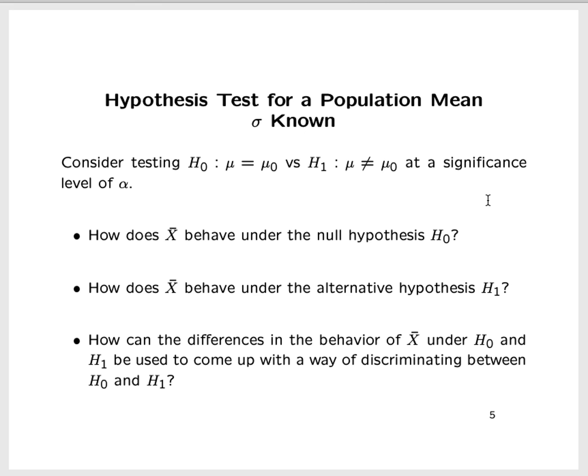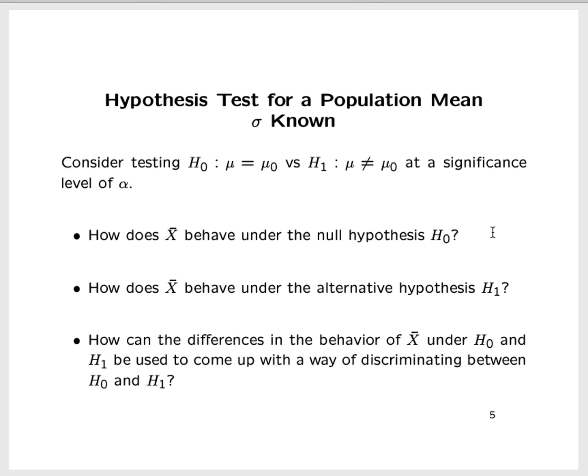So let's consider testing the null hypothesis that the population mean is equal to some hypothesized value, mu sub 0, or mu naught, versus the alternative that the population mean is not equal to that hypothesized value. And let's do that at a significance level of alpha.